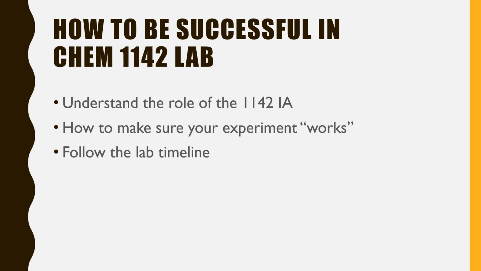There are many things that a student can do in order to be successful in Chem 1142 lab. Some of the biggest things that you can do is coming into lab with an understanding of the role that your IA plays in the lab. You also need to understand how you can be sure that your experiment will work and what it actually means for an experiment to work. And lastly, you need to understand the lab timeline and stick to it every time.